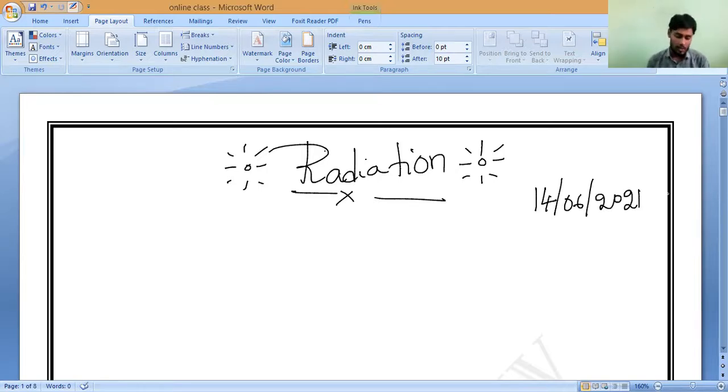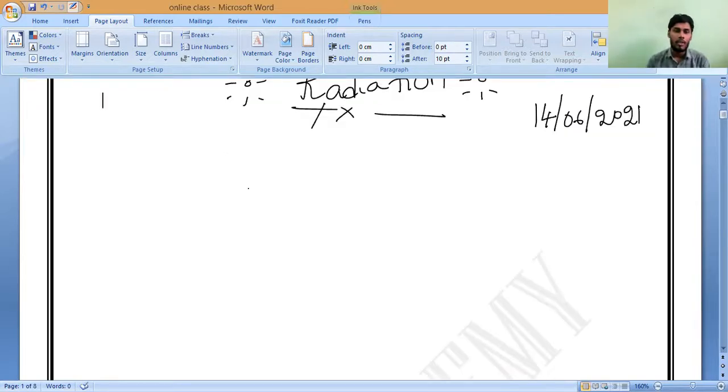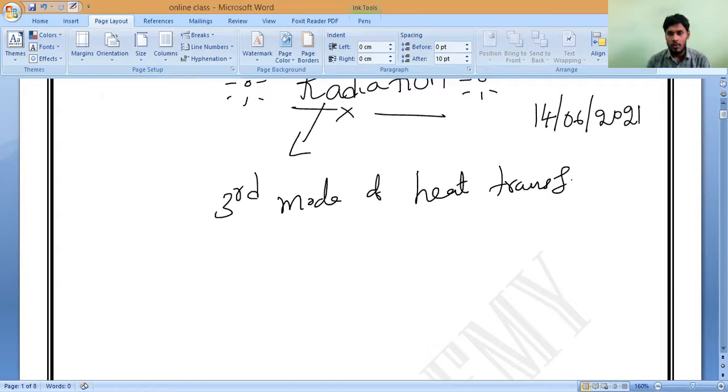So radiation means what? It is the third mode of heat transfer. Where it will take place and how it will take place, let us see. Okay, so let's start.